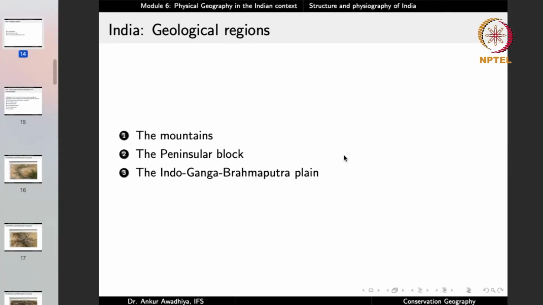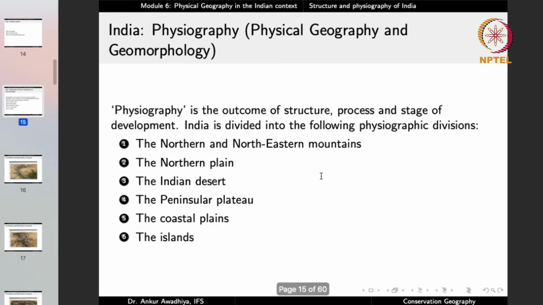So these are the three geological regions: the mountains, the peninsular block, and the Indo-Ganga Brahmaputra plain. Then if we look at the physiographical divisions, we find 6 divisions. The first is the north and the northeastern mountains. Now in this context, we saw that the northern mountains is the Himalayas. The Himalayas begin at Nanga Parvat on the western edge and they end at Namcha Barwa in the east.